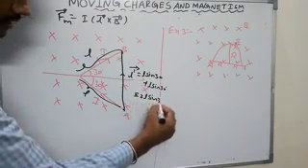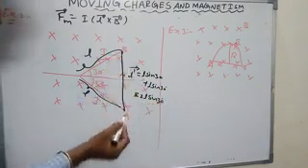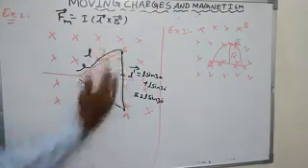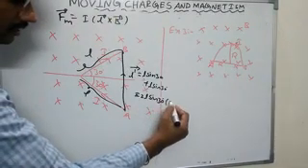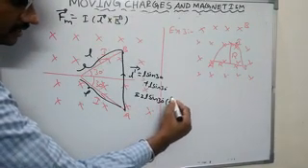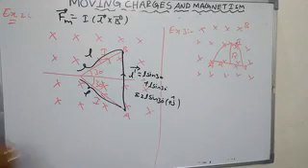2L sin 30. What is the direction? A to B, upward, means along the positive y-axis. Downward means along the negative y-axis. So 2L sin 30 plus j cap is the direction, the resultant length and direction.